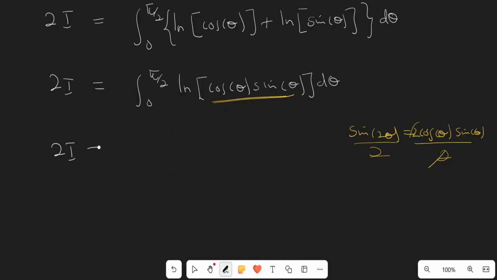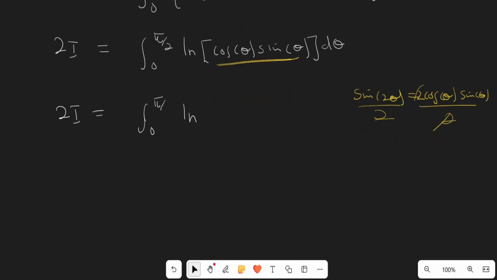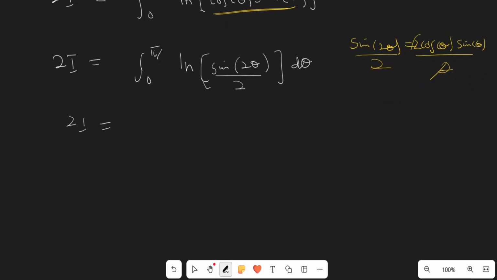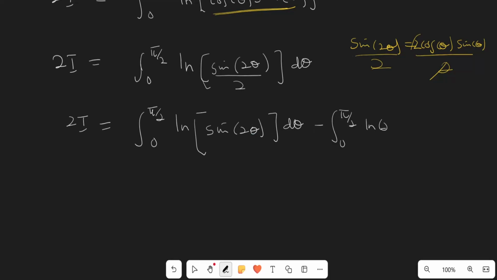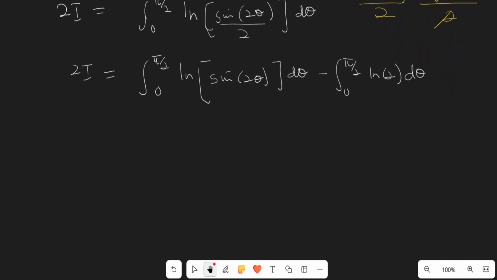So 2I is the same as the integral from 0 to pi over 2 of the natural logarithm of sine 2 theta over 2, d theta. Using the laws of logarithm again, we have the integral from 0 to pi over 2 of the natural logarithm of sine 2 theta d theta, minus the integral from 0 to pi over 2 of the natural logarithm of 2 d theta. So the natural logarithm of a over b is the natural logarithm of a minus the natural logarithm of b.